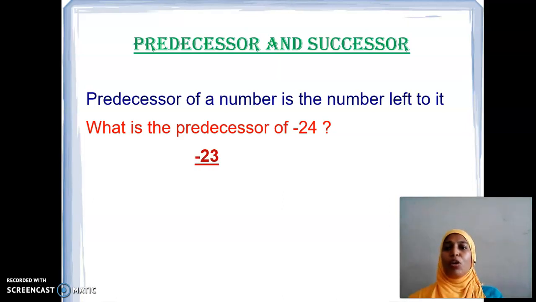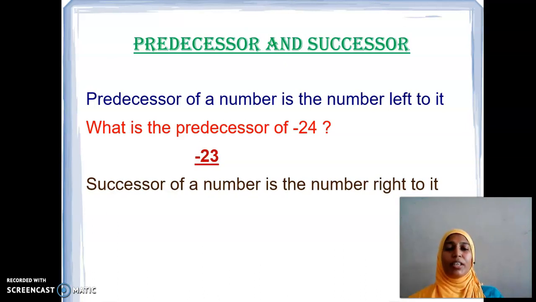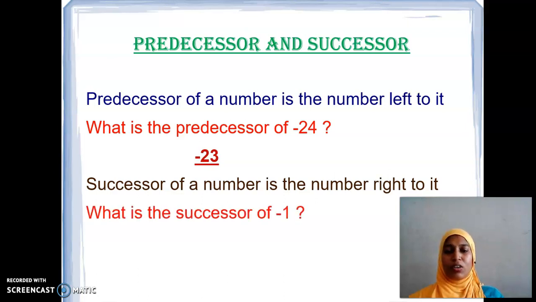Now let us see what is a successor. Successor of a number is the number right to it. What is the successor of minus 1? Think about the number line. What lies after minus 1? That is right to minus 1. Yes, my dear children, you are exactly right. The answer is 0.